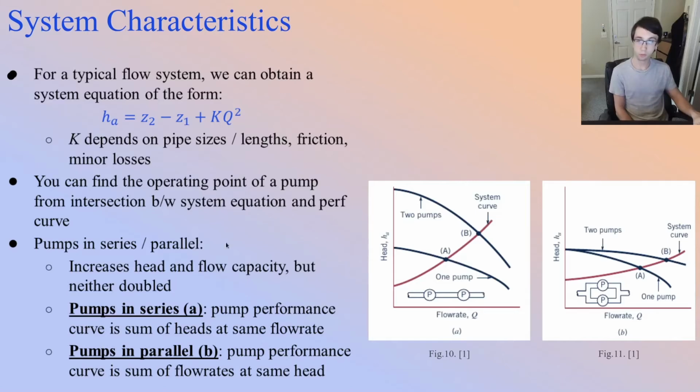Now for pumps in series and parallel, these might be useful in case you want to increase flow or head capacity, but just having two pumps is not going to double either of those parameters. If you have them in series, the pump performance curve is going to be the sum of the heads at the same flow rate, as shown in A over here. Or if you have pumps in parallel, the pump performance curve is the sum of the flow rates at the same head, as shown here.